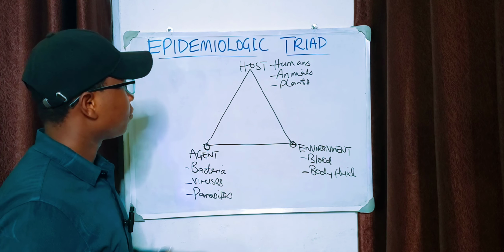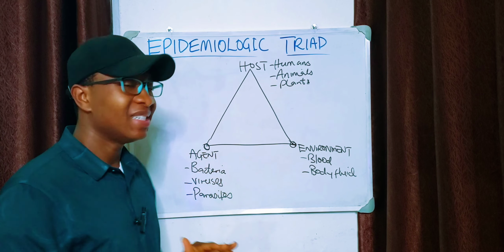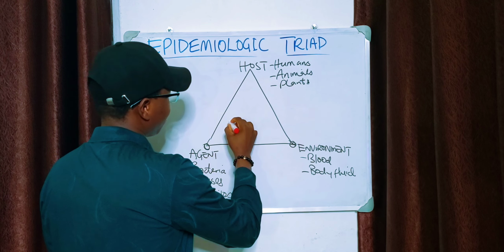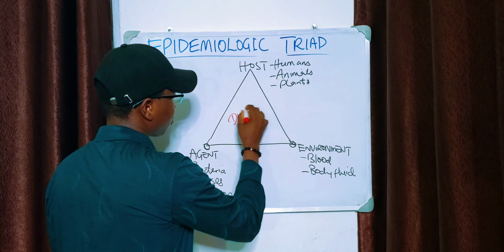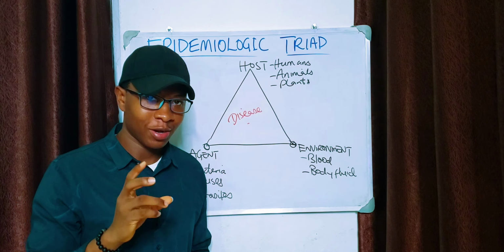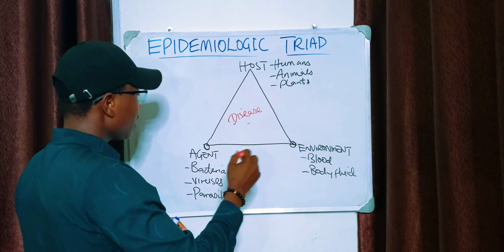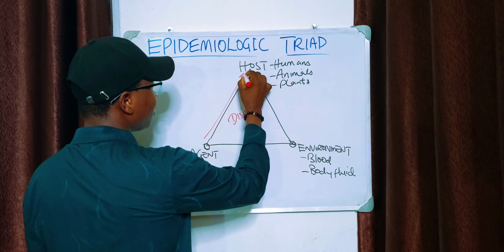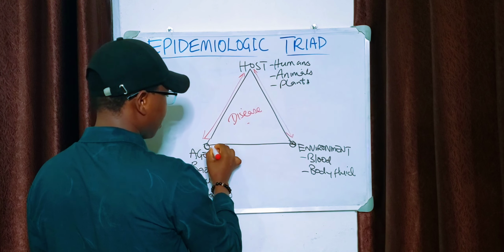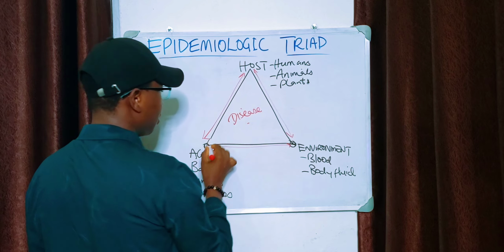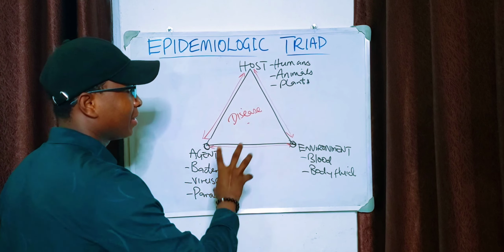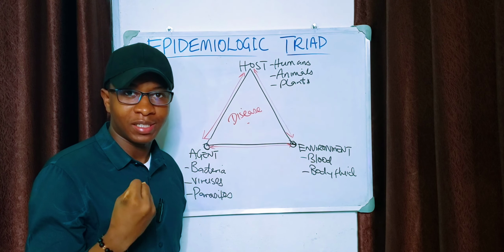All right. Now, this is actually called the disease triangle. So these three points form the disease triangle. It's very important. Now, these three points are actually connected to each other at different points. Now, this simply means that if I should break any of the chain, I can actually curtail the disease.